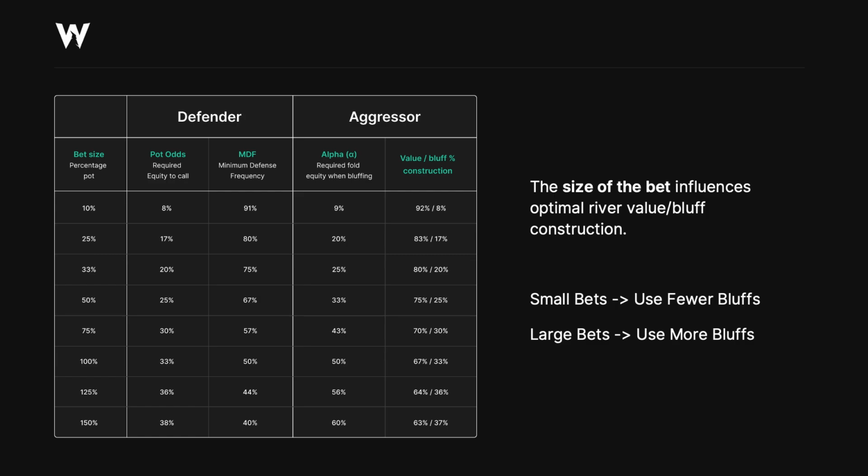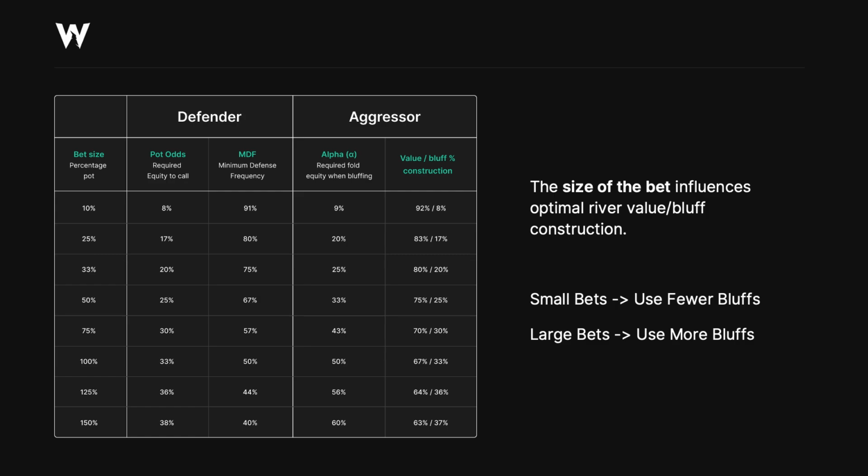And the reason for that is that you want to make your opponent indifferent between calling and folding their bluff catchers. If you're under bluffing, they can just always fold and then your value doesn't get paid off. And if you're over bluffing, they can always call and extract value from you using too many bluffs. And so the size of the bet influences optimal river value to bluff construction.